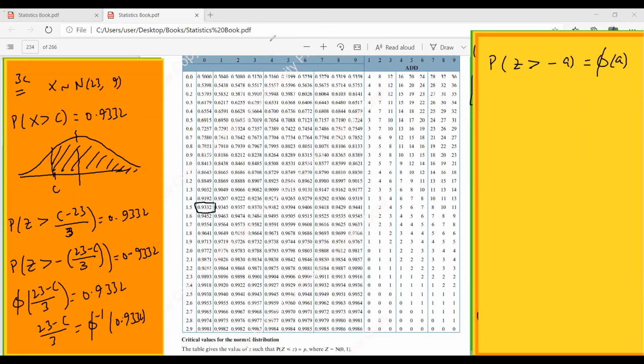So these are really nice questions. We're having exact values here. So this 23 minus C over 3, that was 1.5, right? Yeah, that was 1.5. So 23 minus C is 4.5. So C is 23 minus 4.5. C is going to be 18.5.